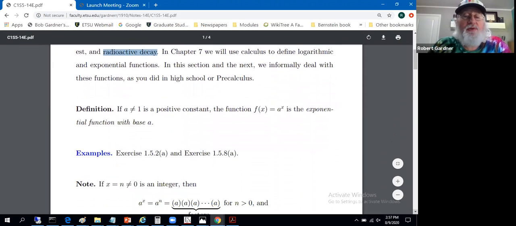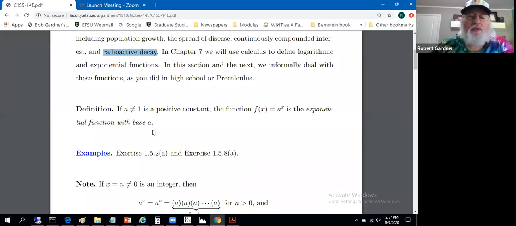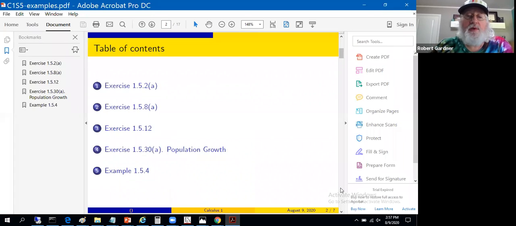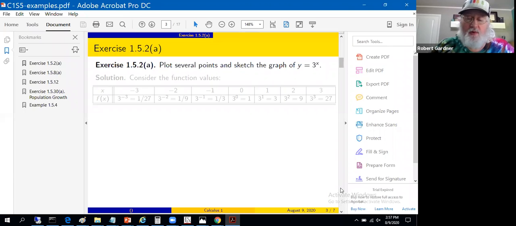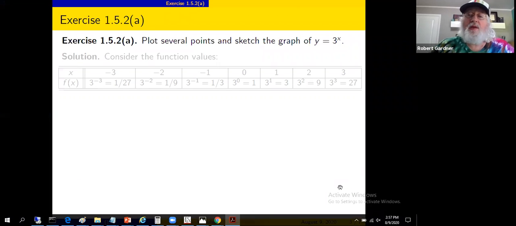So formally, the definition of an exponential function is: take a, not equal to 1, to be a positive constant, then the function f of x equals a to the x power is the exponential function with base a. So let's look at a couple of quick examples in the supplements where they ask us, to the best of our admittedly limited ability, to graph y equals 3 to the x.